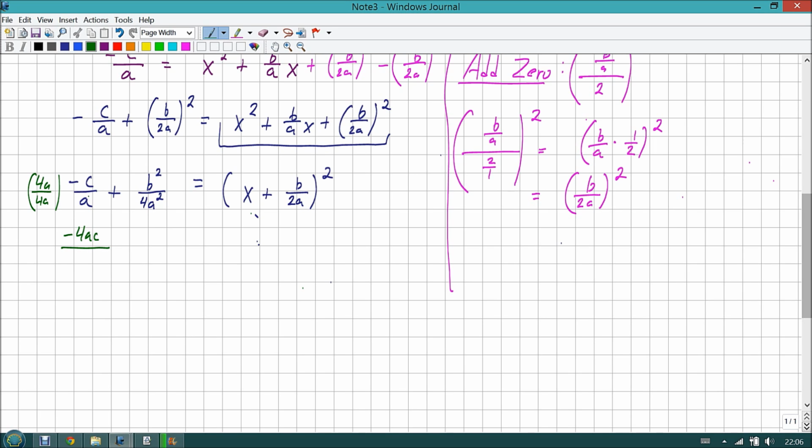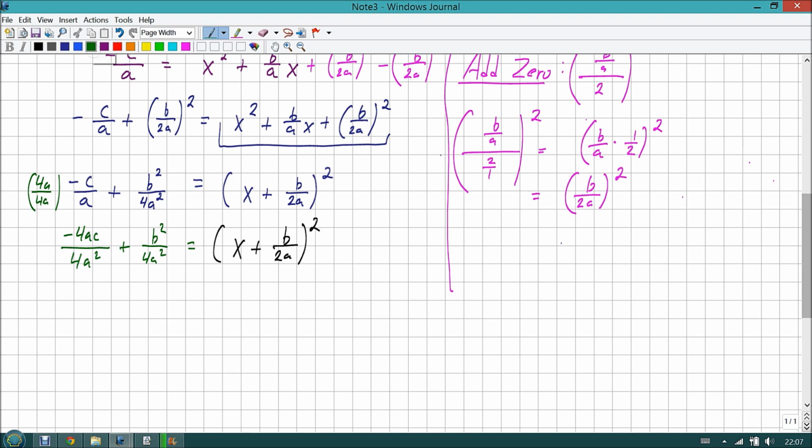And then 4a times a becomes 4a squared. And we still have that b squared over 4a squared. And that's still equal to all this junk that was on the right-hand side, the quantity of x plus b over 2a, quantity squared.